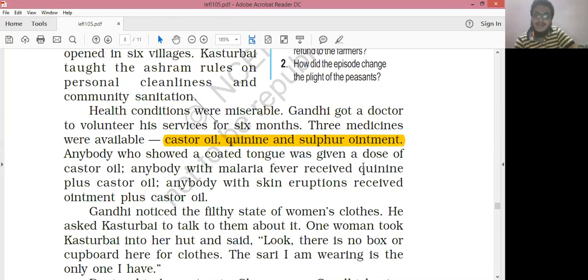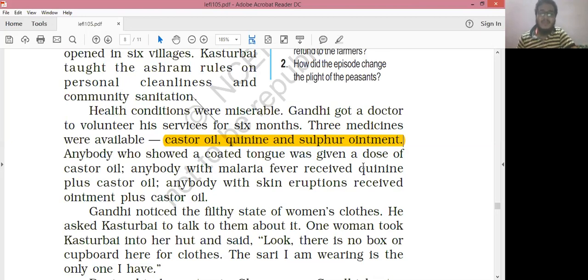Anybody who showed a coated tongue was given a dose of castor oil. You might see that we take ghee, melt it, and apply it in our mouth when something happens in our mouth. It is still a home remedy for old people. They still take this kind of measure when we suffer from this kind of problem.